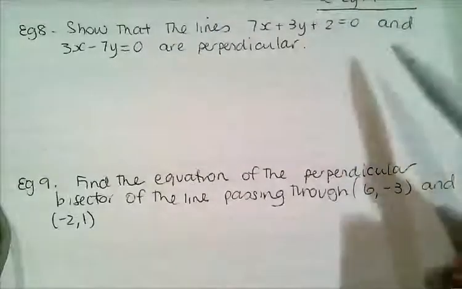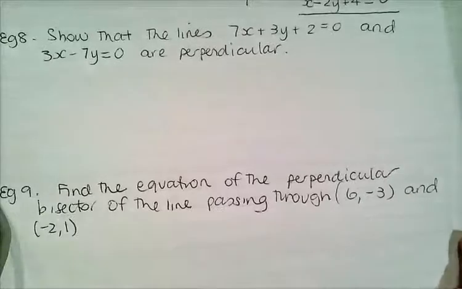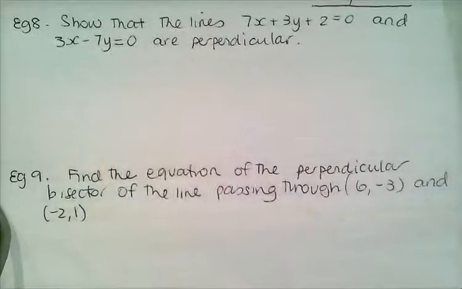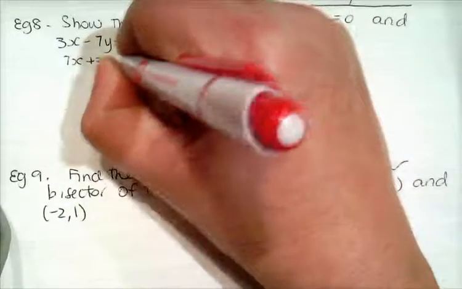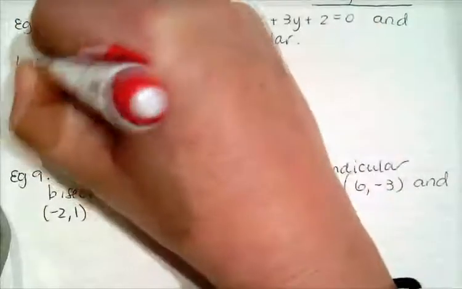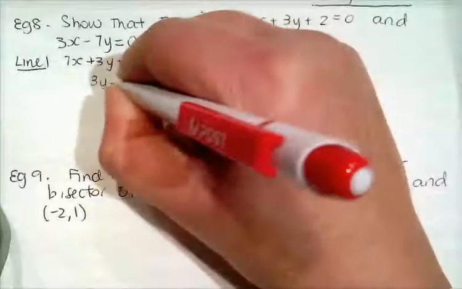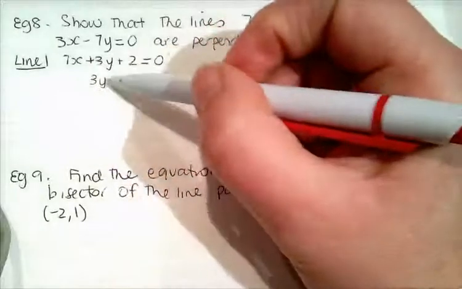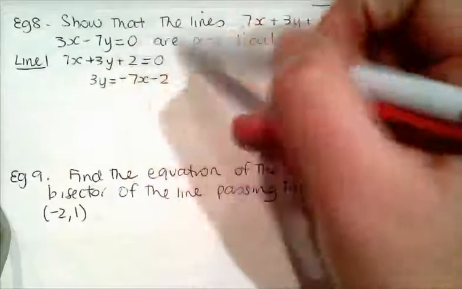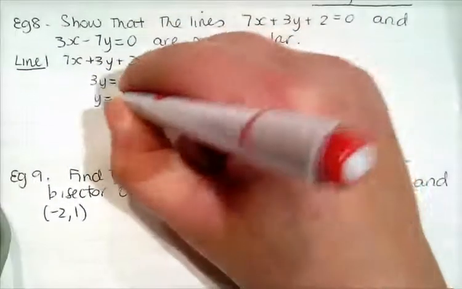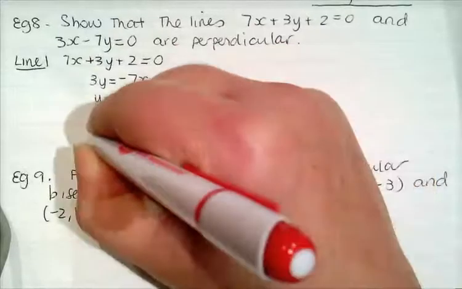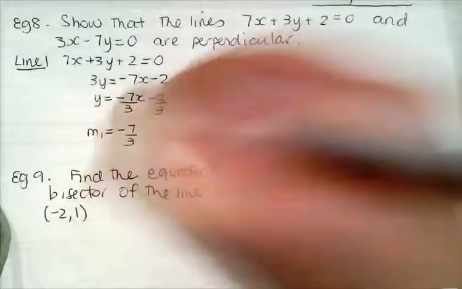But what you need to do to show that they're perpendicular, you'll have to find the gradient of both lines and then show that m1 times m2 equals -1. So let's do that. So the first line is 7x + 3y + 2 = 0. So that's line 1. And we get that 3y = -7x - 2, keeping the y's on this side and taking the x's over and dividing through by 3, we get that y = -7/3 x - 2/3. And so the gradient of this first line is -7/3.